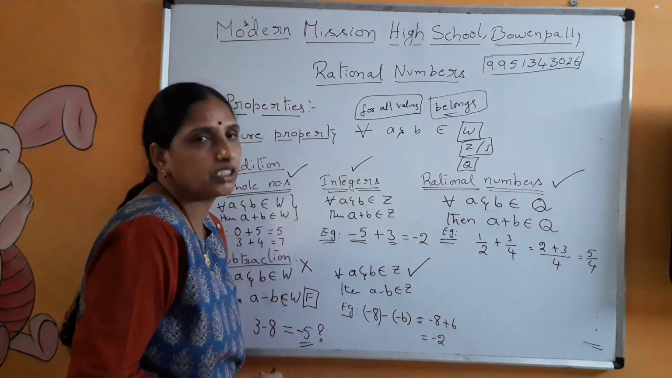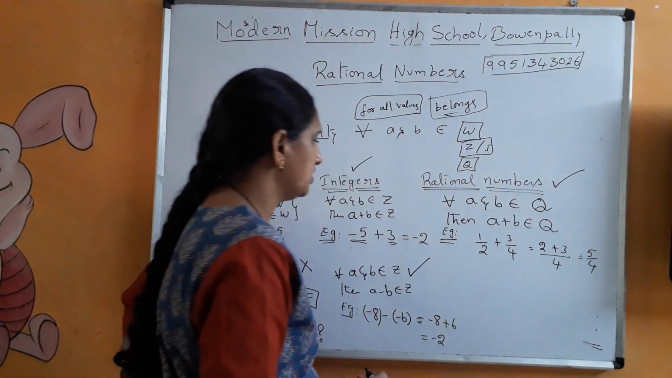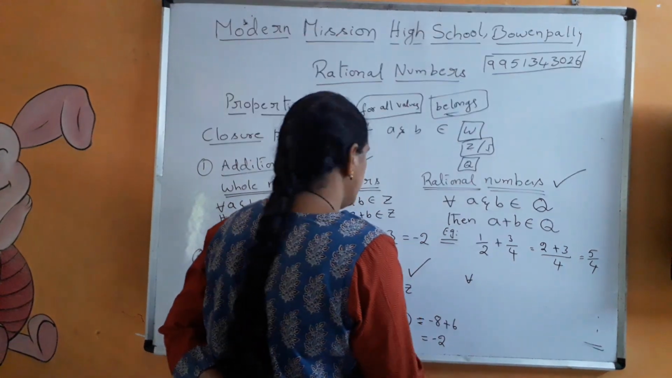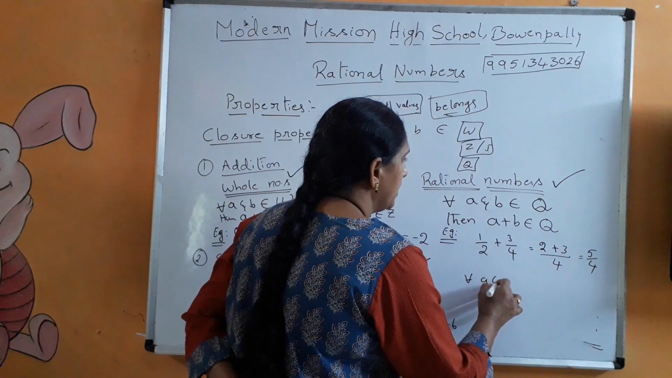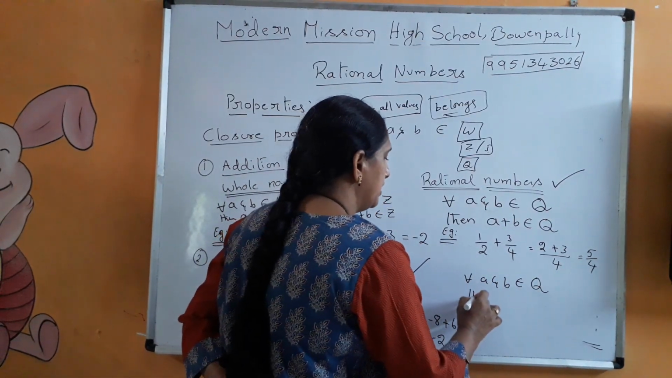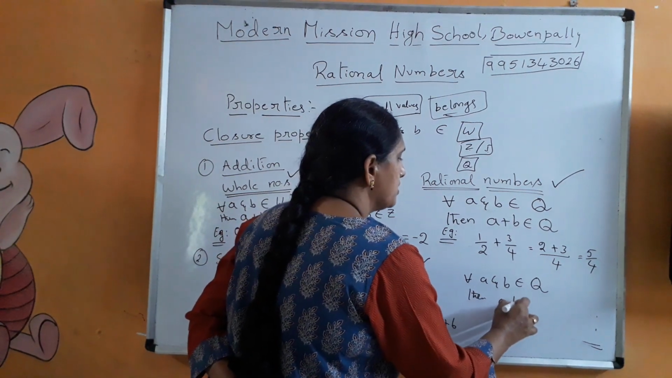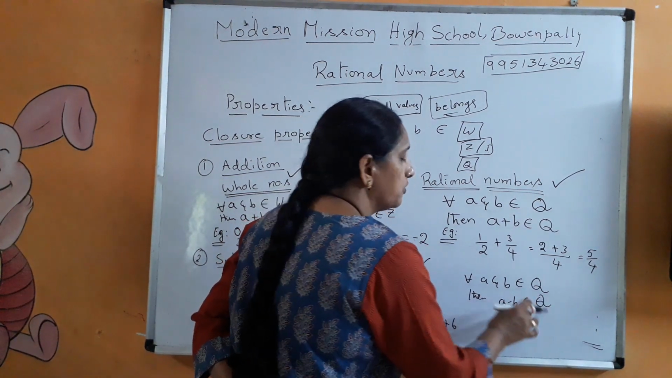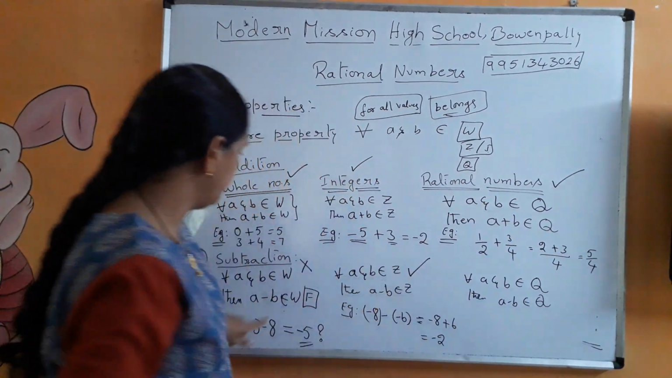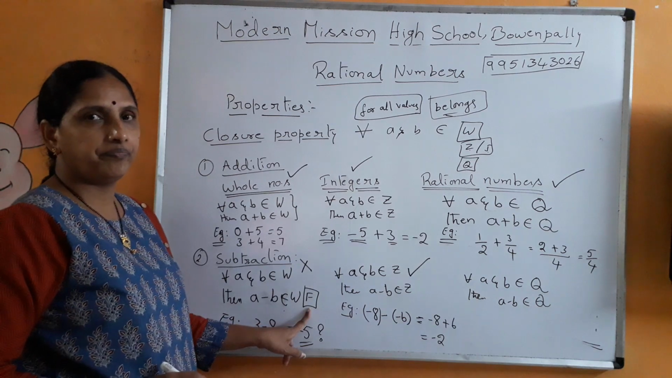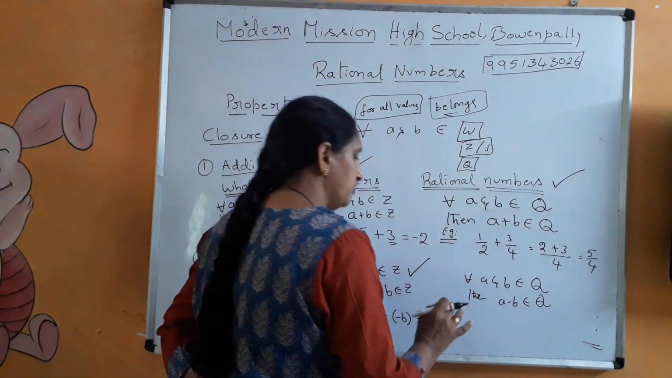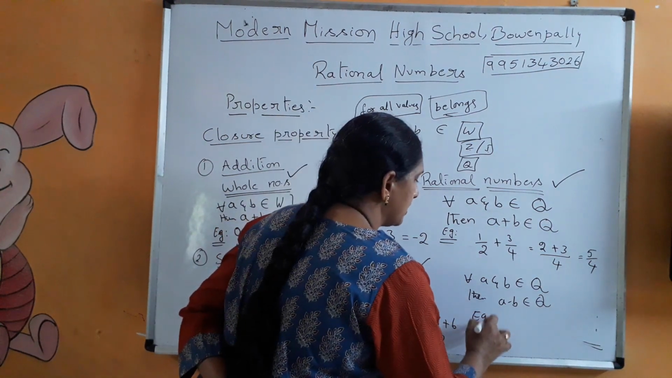Let us check with the rational numbers. Now suppose, what is the way of writing here? For all values of A and B belonging to rational numbers Q, A minus B also belongs to rational numbers. This we are going to verify. Don't take it as true always. Here we verified and said it is false. And now whether it is true or false, we are going to verify. So now take an example.